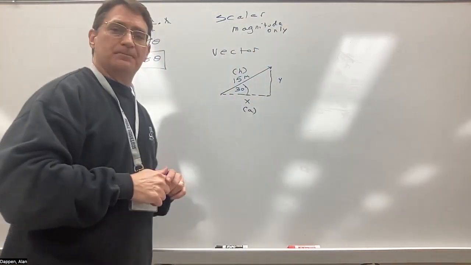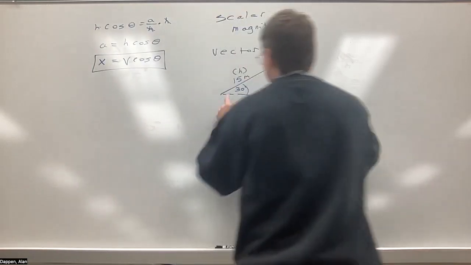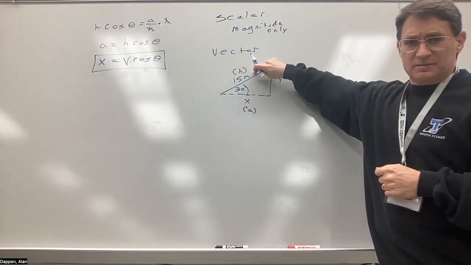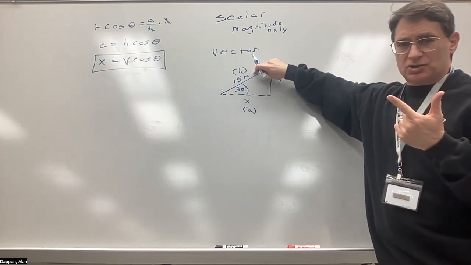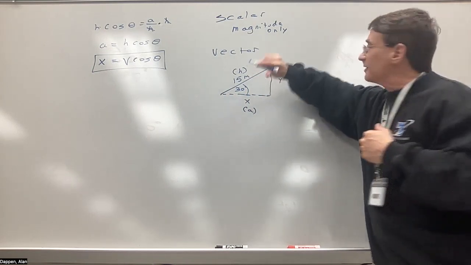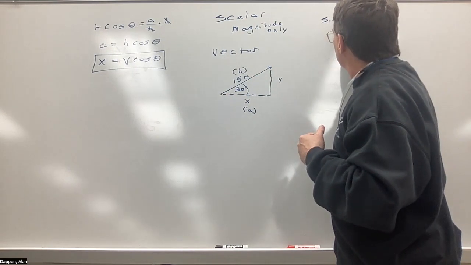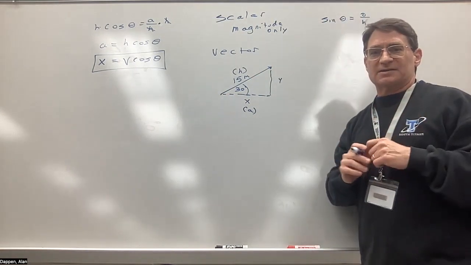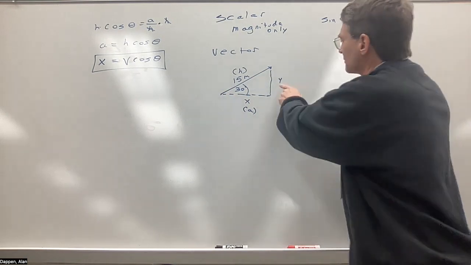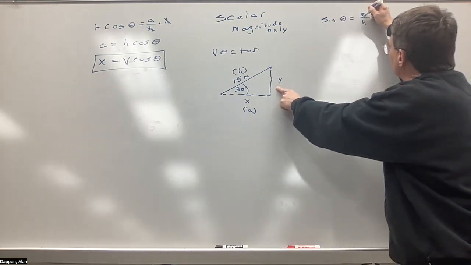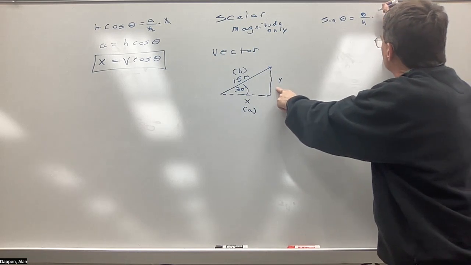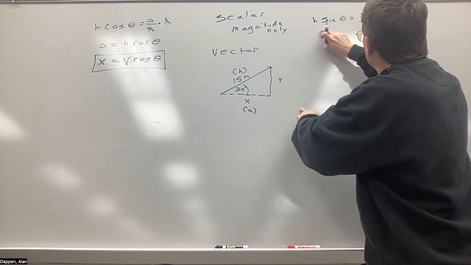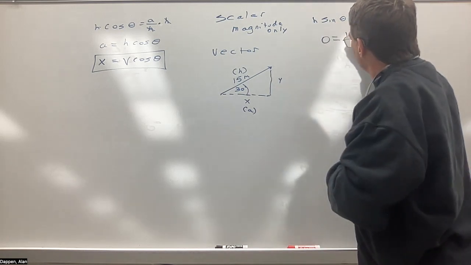What if I want the y? Well, the y is the opposite. I know my hypotenuse. So O and H, that makes sine, I think. So I could write sine theta equals opposite over hypotenuse. I'm going to do something kind of similar right here. I want to find out the y, that is the opposite side here. Well, to get opposite by itself, I have to multiply by H. And I can say O equals H sine theta.